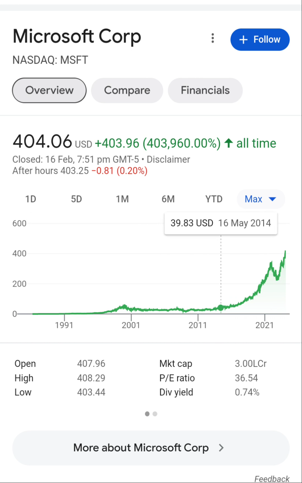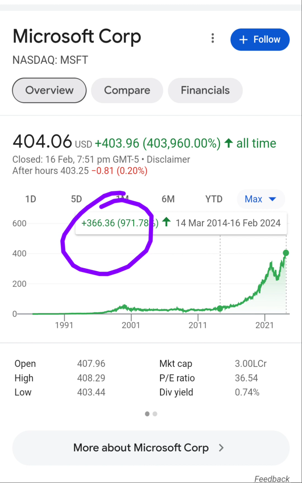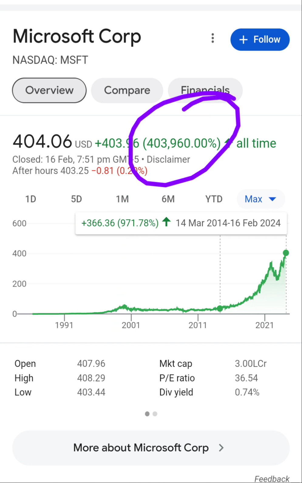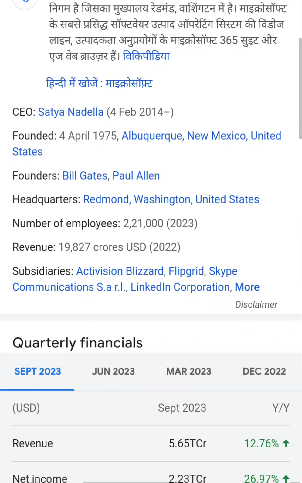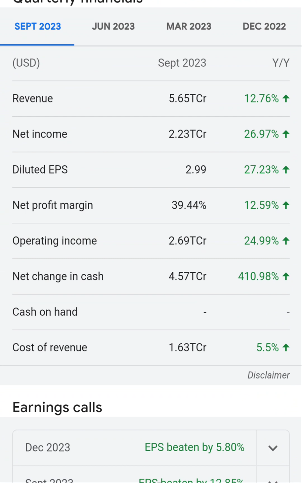If you see the graph for the last 10 years, you will see that this stock has multiplied the money by almost 97 times. So it has given a return of around 971%. If you carefully look at the financials, you will see that this stock has already given a massive income growth in the net income, as well as a massive growth in the revenue section.